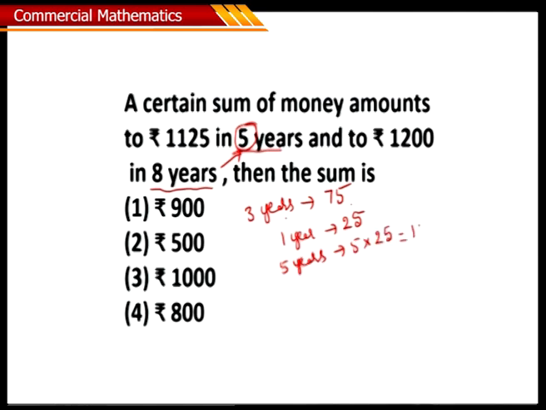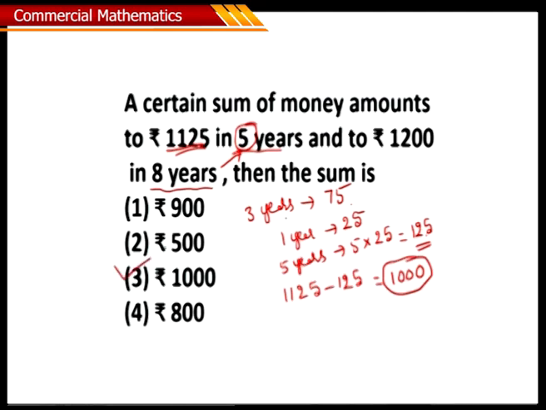It is 125 rupees. So what is the interest in 5 years? 125 rupees. So the total amount is 1125, and in this, 125 rupees is interest. So what is the principal amount now? 1000 rupees. So what is the sum? 1000 rupees.